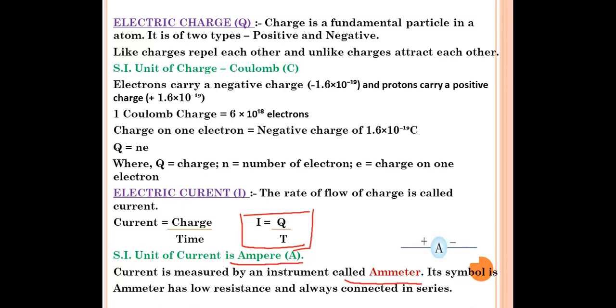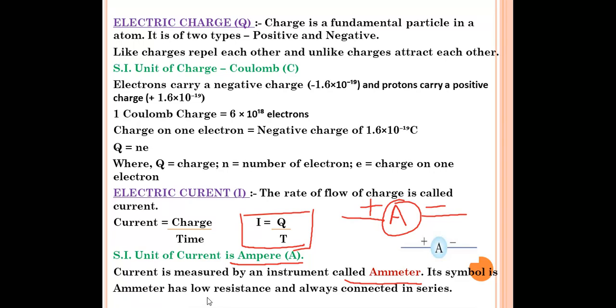I've given the symbol like this. You can draw the symbol like this: one circle, and inside it you write capital A for ammeter. This side is the positive side, this side the negative side. This is the symbol of the ammeter. If a question asks you to draw the symbol of an ammeter, you draw it like this. Or it can be asked to name the instrument used for measuring current. Then you write ammeter.